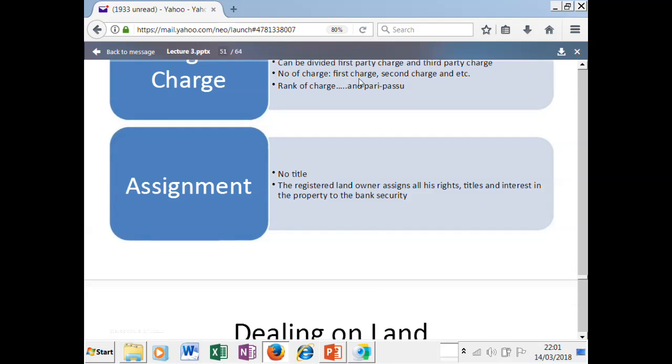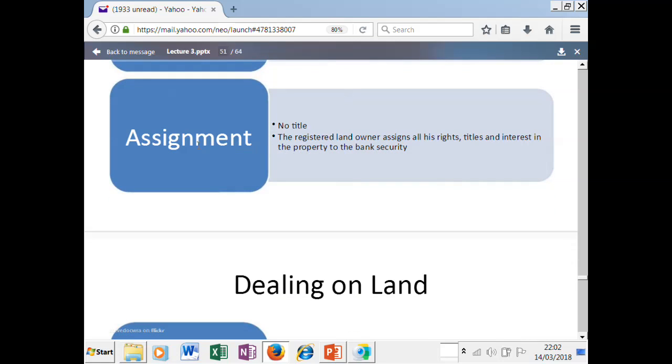Okay, dia ada first charge, second charge and etc lah. Bank of charge and pari passu. Rank of charge. Rank of charge ni maksudnya nombor satu tadi, first, second, third. Itu lah tu rank of charge. Pari passu you baca sendiri. Okay, legal term.